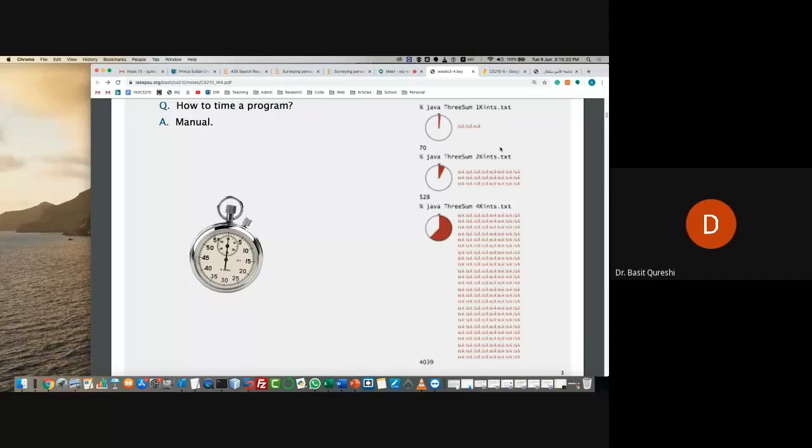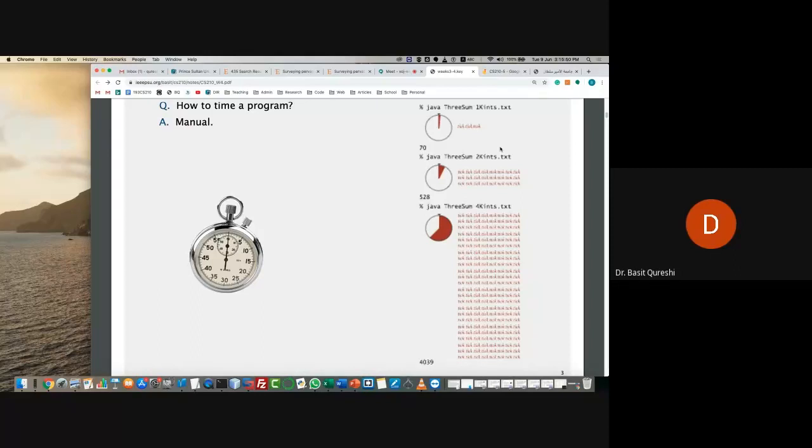Do you see a pattern here? Or do you see that something is wrong? For 1,000 integers, it took 70 milliseconds. 2,000 was 528, and for 4,000, it took 4,000 milliseconds. Do you think this is fine? It's gradually increasing. Yes, of course it's increasing, but I don't see a pattern.